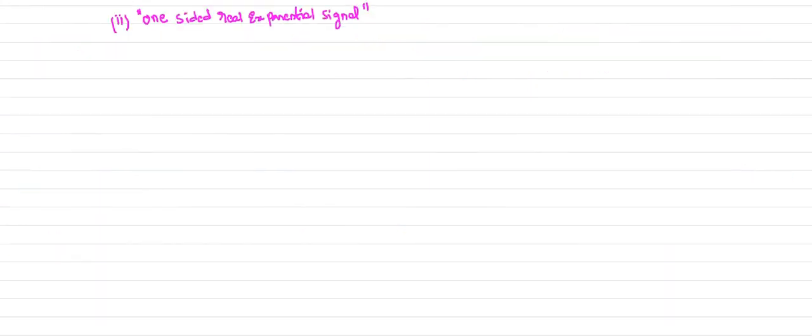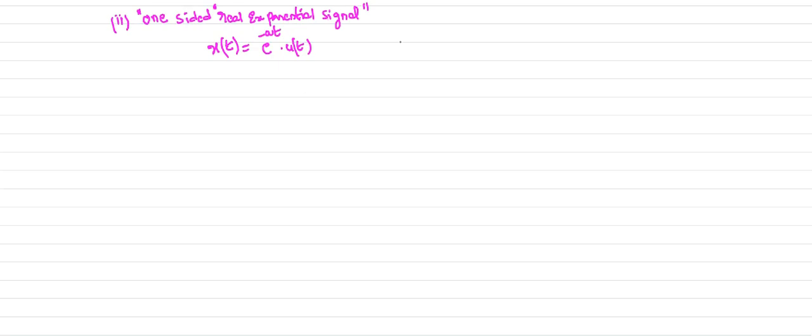Next we will move on to the next standard signal. This is the one-sided real exponential signal. All of you clearly observe, this is a real exponential signal. How can you define this signal? The one-sided real exponential signal is defined like this: e power minus at into u of t. This is the definition of the one-sided real exponential signal.